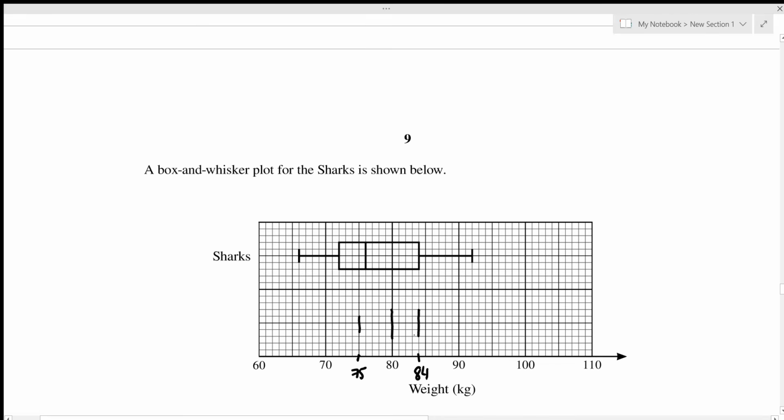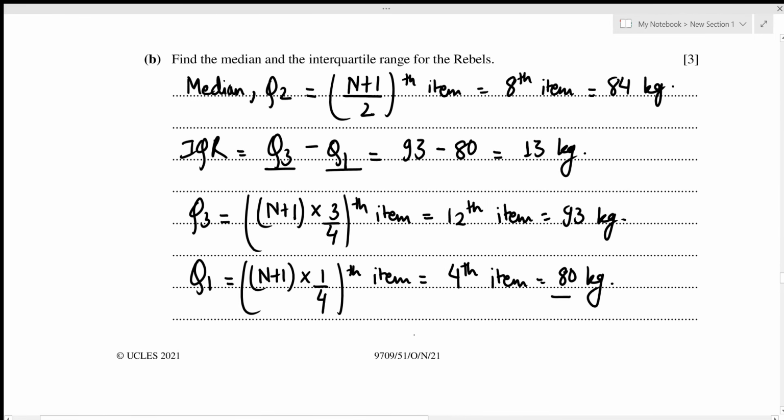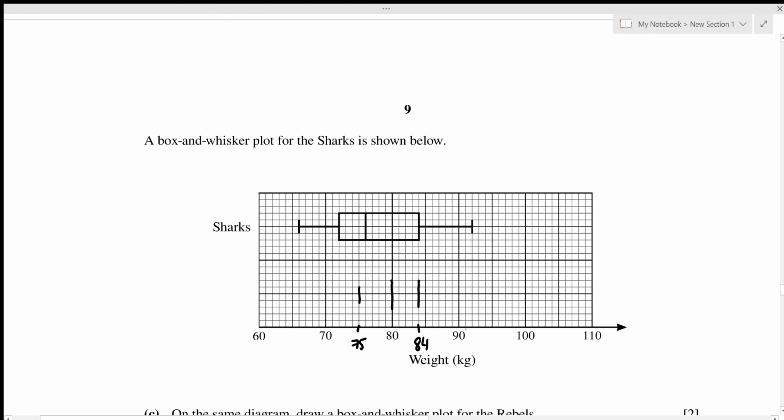All right. Now the fourth information is going to be that of the upper quartile, and upper quartile we figured it out to be 93 kgs. So let's draw that as well. So 93 is going to be right here.